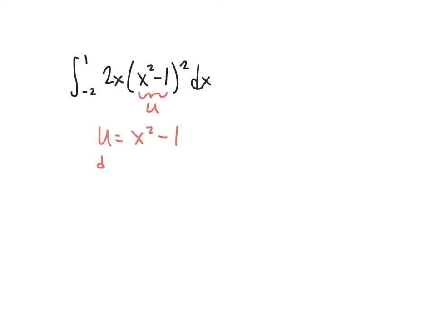And we take the derivative, du over dx, and what is that, 2x? And then we solve for dx, and that is du over 2x. Nothing's changed there. But before we build that new integral, this is where a new step comes in.